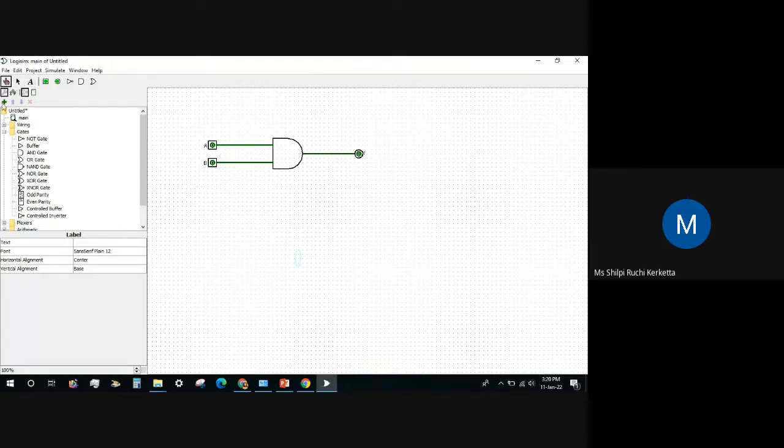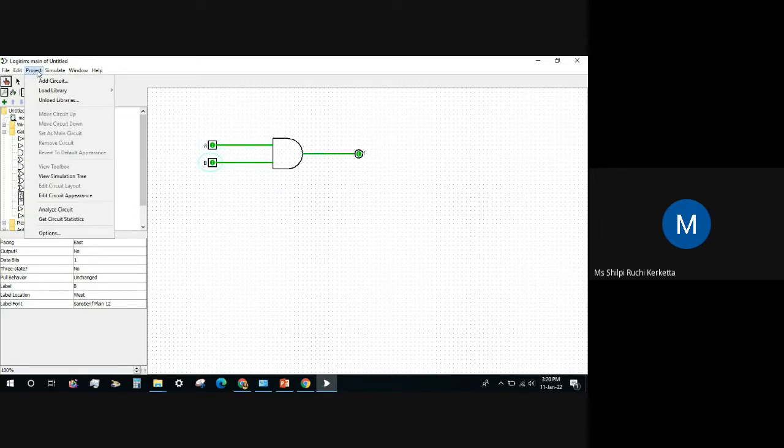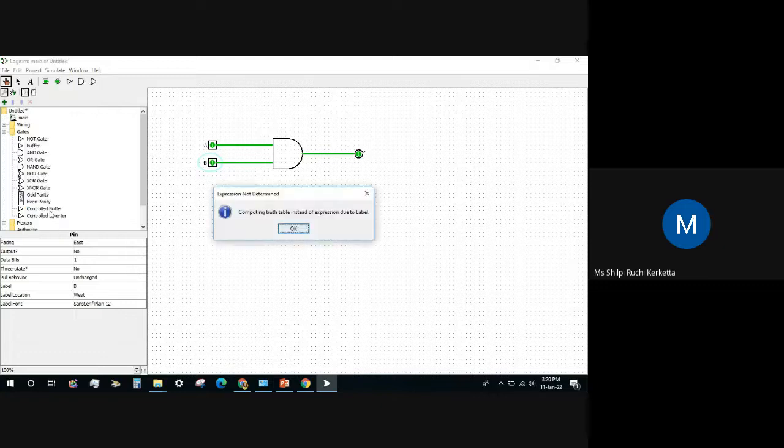We will click on the hand button for 0, 0. The output we are getting is 0. For 0, 1, also we are getting a 0 because this is multiplying these two signals. For 1, 0 also we will get a 0. And for 1, 1, we are getting a 1. Okay. So we will just analyze the circuit.